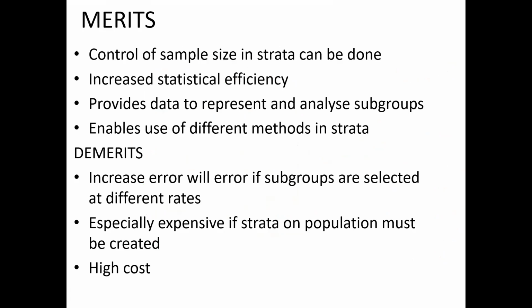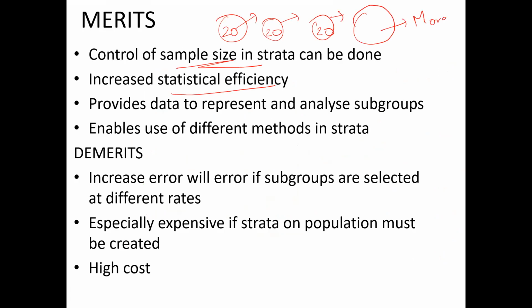Okay? Advantage: the merit of this is that control of sample size in the data can be done. Yeah, see, if there are 3 strata, I can control by taking 20 each. I have the control. And next is increased statistical efficiency. Yeah, because my sample size in each stratum is equal, statistical efficiency will be more. It provides data to represent and analyze the subgroups, and enables use of different methods in the data.